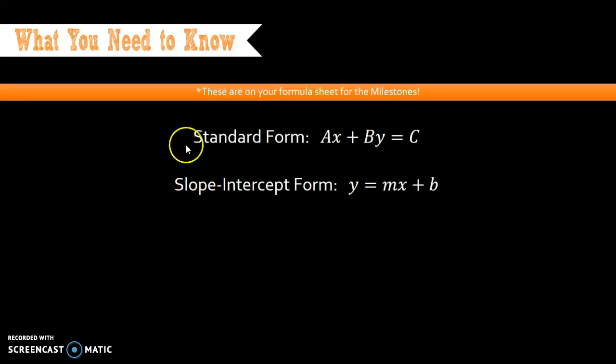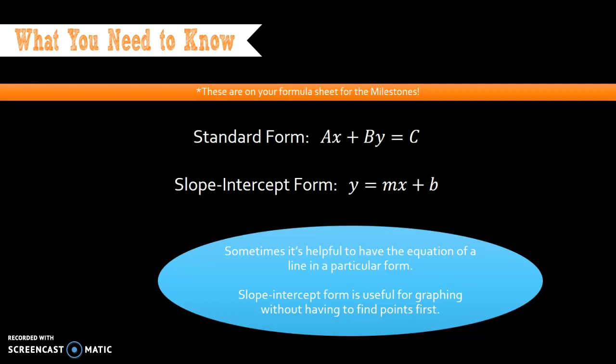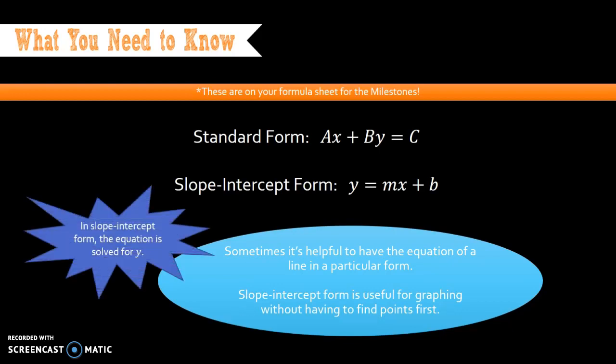It is good to be familiar with them, but they will also be given to you when you go to take the Milestones. Sometimes it's helpful to have our equations written in a particular form. For example, slope-intercept form is very useful for graphing without having to find any points first. We can just go ahead straight to graphing. In slope-intercept form, the big thing to remember is that we have solved for y.